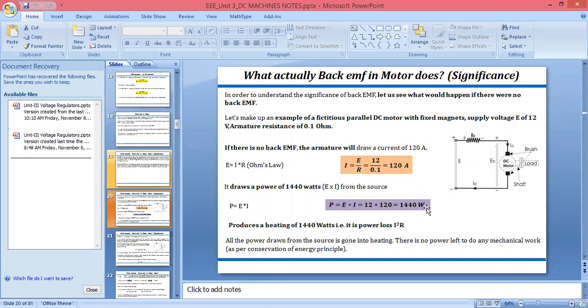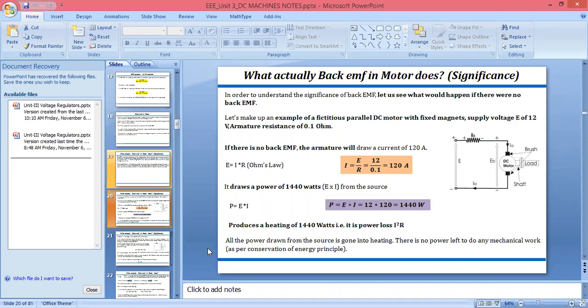So if we are giving the power supply of 12 volt to the DC motor, at that time it will generate power that will be lost in the form of heat, and that will cause no power left to do mechanical work. So here we will need the back EMF because of this reason. If there is no back EMF, we will not get any amount of power to do mechanical work. So this is the significance of the back EMF.